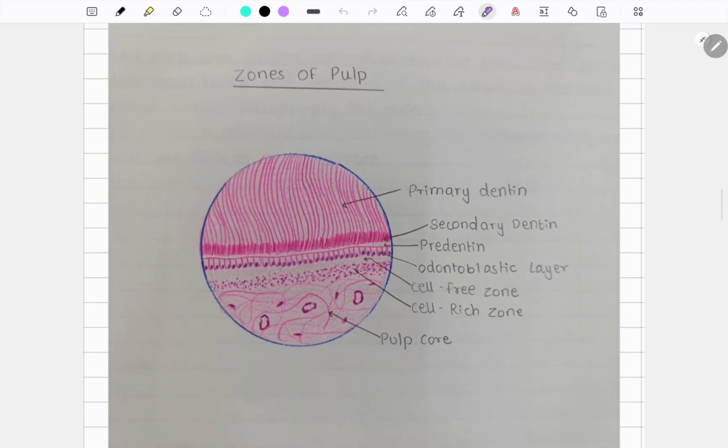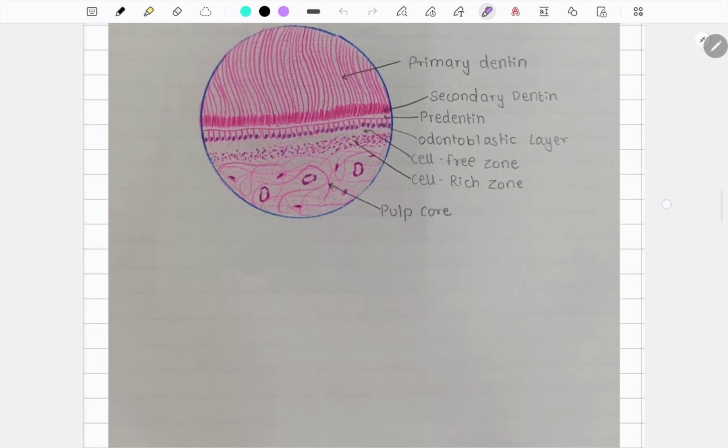Moving on to next, zones of pulp. This is the next chapter, that is pulp. So zones of pulp is easy. There is primary dentine, followed by secondary dentine. Then there is pre-dentine followed by the odontoblastic layer. Then there is the cell-free zone. Over here, there are no cells present. Then there is the cell-rich zone, where many cells are present, and there is the pulp core which is present beneath.